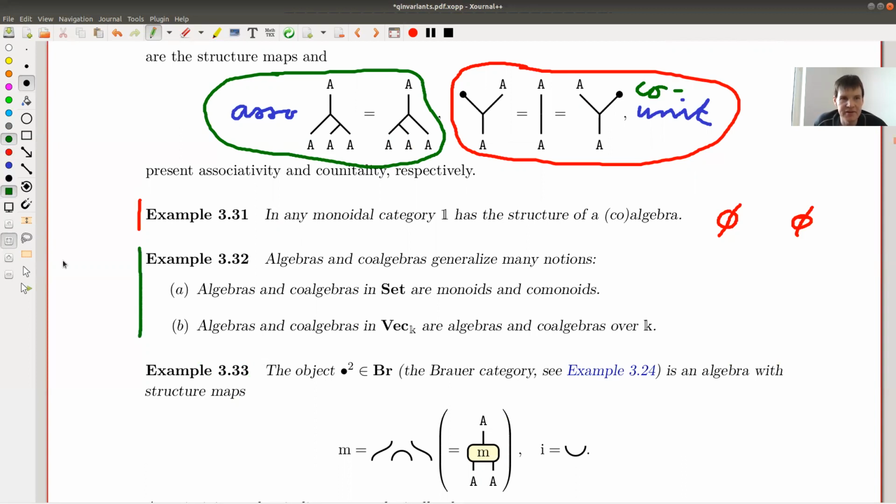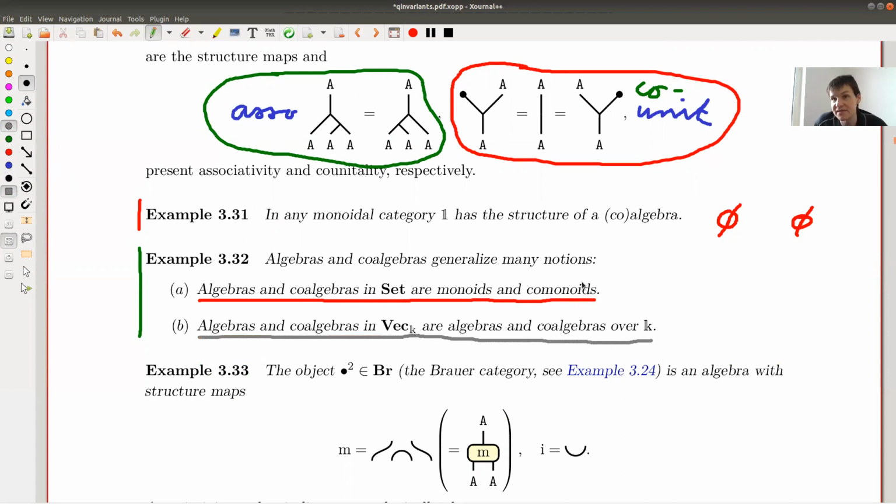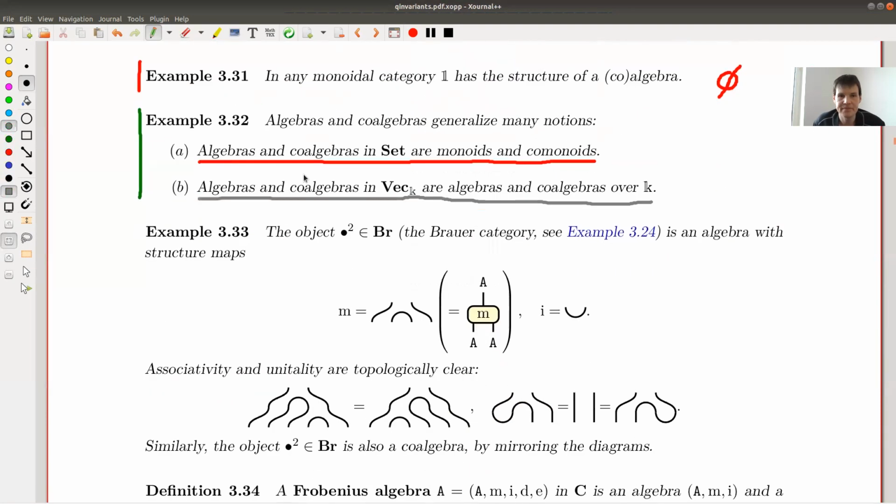Of course, we want to generalize things. So algebras and co-algebras in sets are just monoids and co-monoids. And in fact, there would be algebras in the classical sense and co-algebras in the classical sense over your chosen ground field. Think about it a little bit. It's not so hard. I just used exactly the same definition, just in a categorical setup.